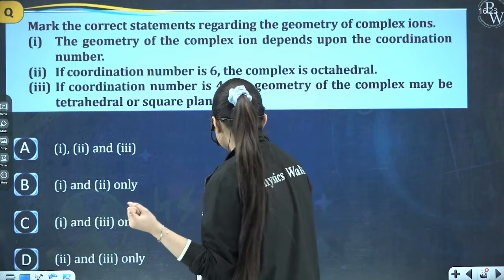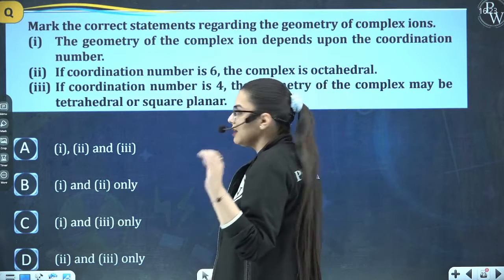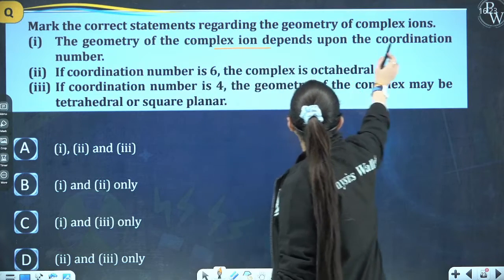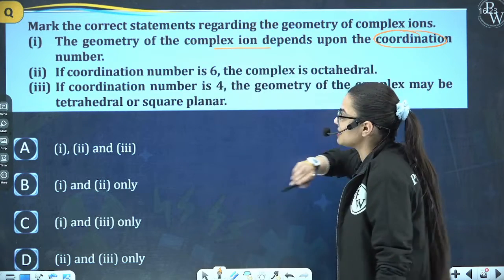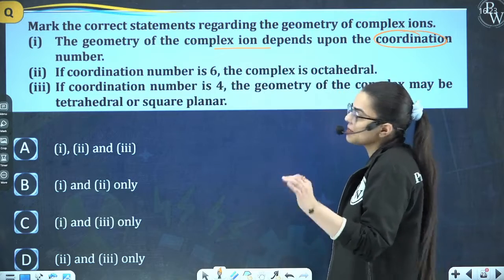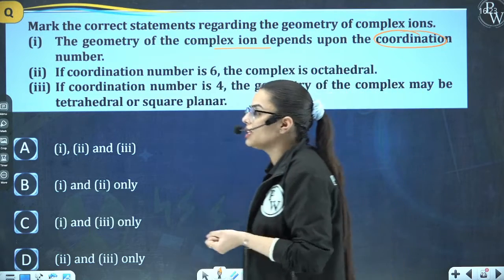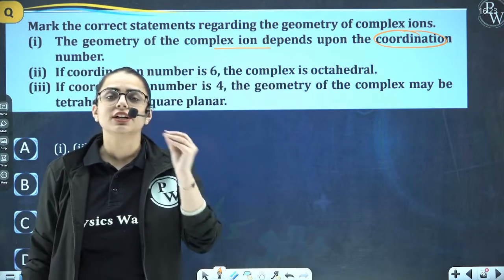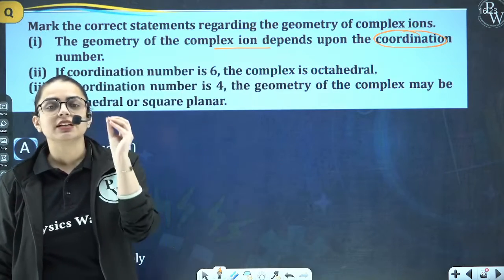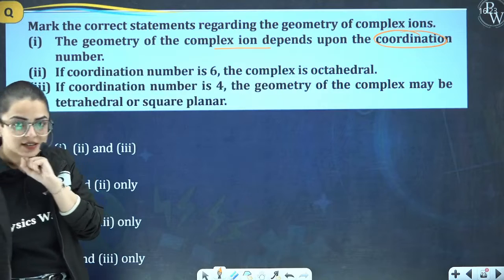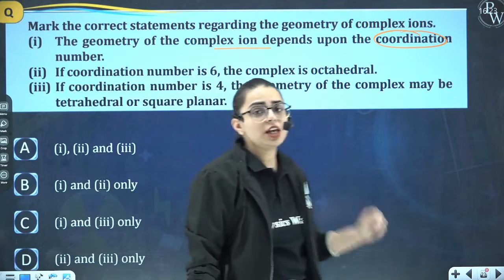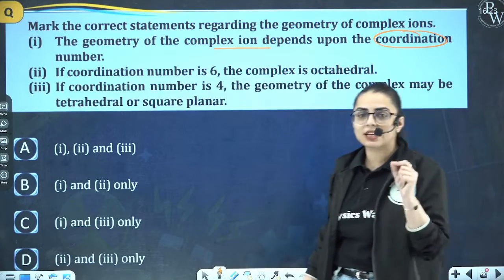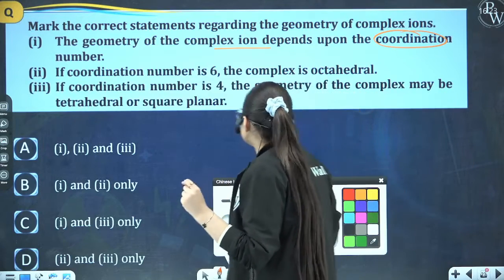So here, students, I am talking about this particular segment. Understand this very basic thing. The geometry of the complex ion depends upon the coordination number. Yes, it is a true statement. If the coordination number is 4, the geometry shall be which one? It can be square planar or it can be tetrahedral. If the coordination number comes out to be 6, the geometry shall come out to be octahedral. So yes, the geometry is basically dependent upon the coordination number. That means the first statement over here is correct.